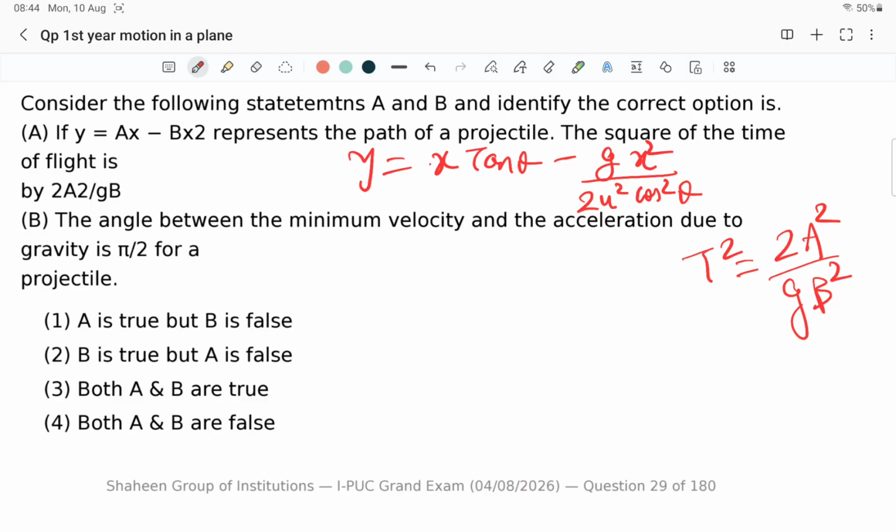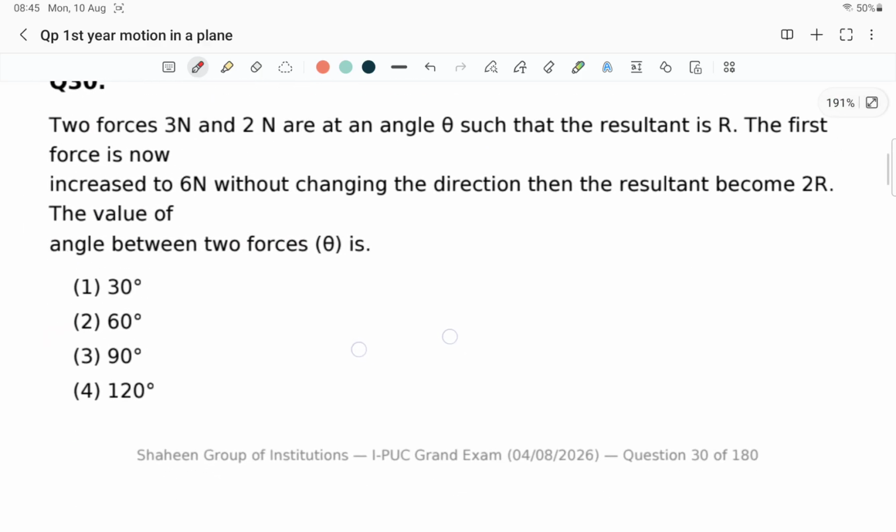The angle between the minimum velocity and the acceleration due to gravity is pi by 2 for a projectile. Where will the minimum velocity be? At maximum height, isn't it? At the highest point, velocity is horizontal and gravity is vertical, so the angle is pi by 2. So basically both A and B are true. I hope this is understood. This was an easy one. Okay, let's move on to the next one.